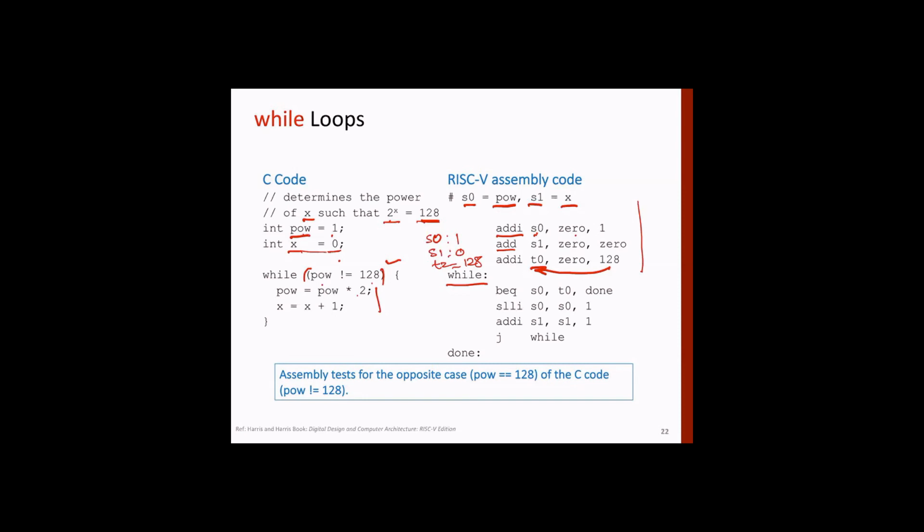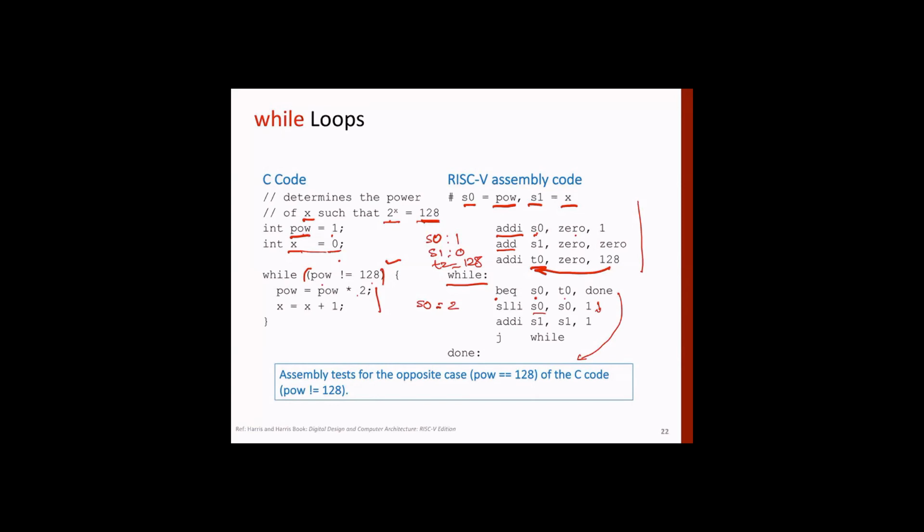Then BEQ, branch on equal, S0 equal to T0. When the value of S0 becomes T0, it means that S0 is initially 1, and by increasing it, it becomes 128. Then we are done. If that condition is not met, you come to the next statement, where you left shift 1 by 1 position, so it becomes 2. So S0 now becomes 2.